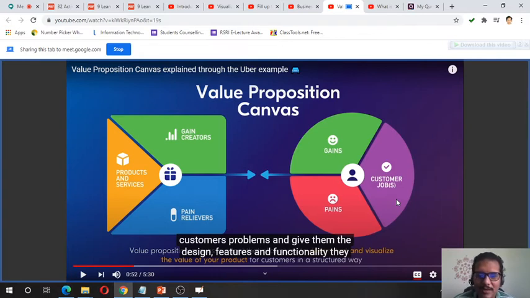Okay, so you have to list the customer jobs, then what are the gains required, what are the pain points. Okay, addressing this circle, you can see addressing this circle, we have this particular thing.